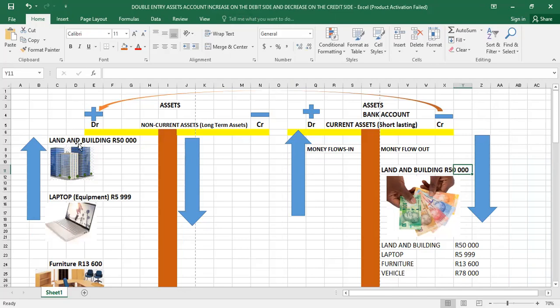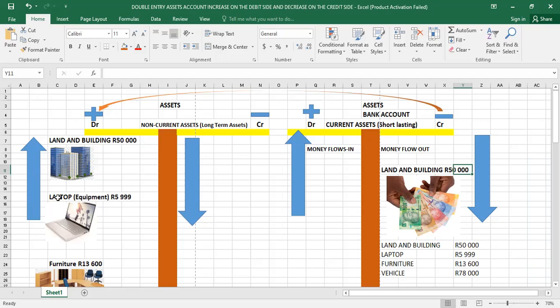These are the records that we are supposed to be recording within our business books. We are just recording on our debit side that indeed we have bought land and building that is worth 50,000 rand. Here is our land and building. You can see that our non-current asset account is growing very well, is going up. And now we already have land and building within our business.